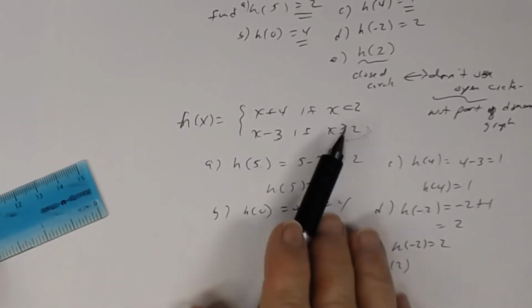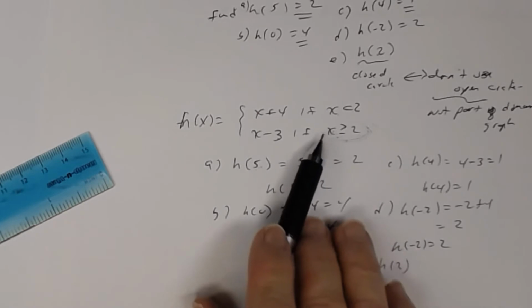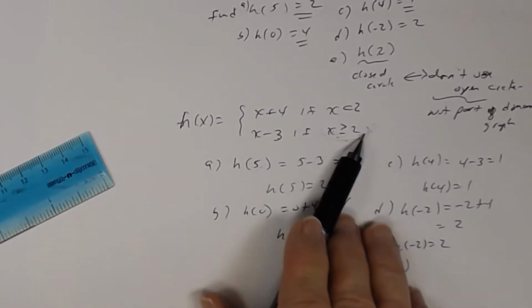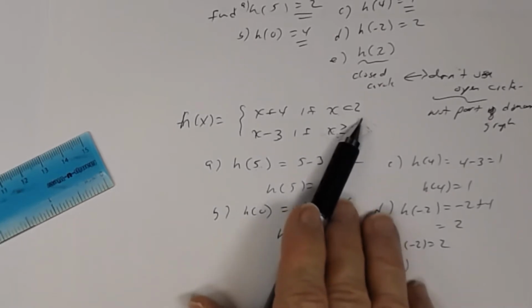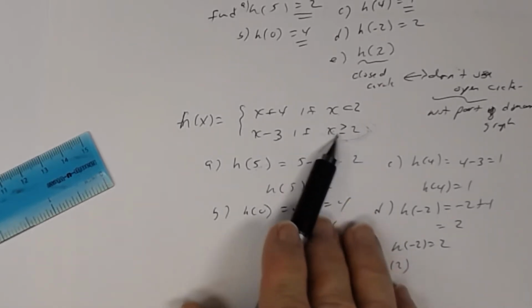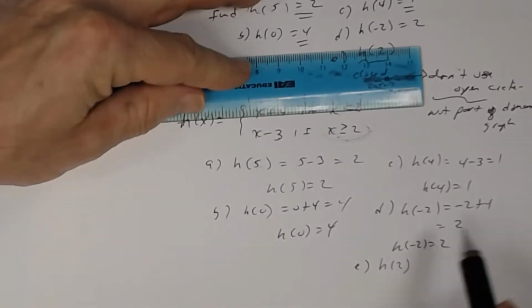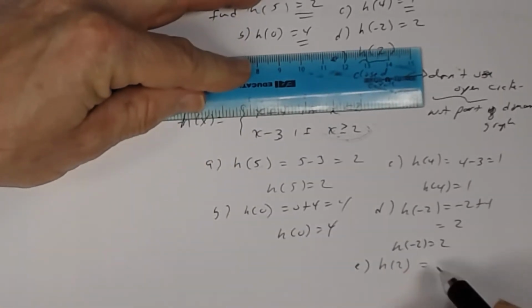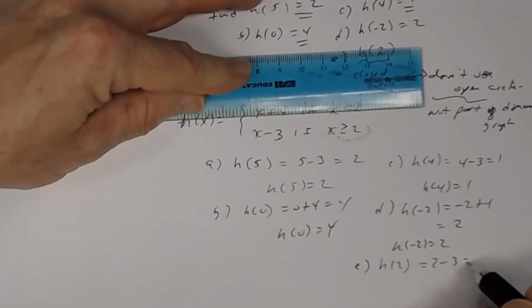So here's what you remember. x is 2. So is 2 less than 2 or is 2 greater than or equal to 2? Well, it's this one because it's equal to 2. 2 is not less than 2. 2 is equal to 2, so it's this one you're going to use. Cover up, if you need to, the one you don't need. So h of 2 then will be 2 minus 3, which is negative 1.